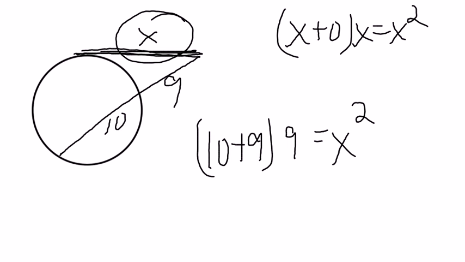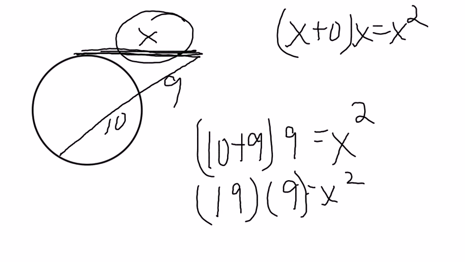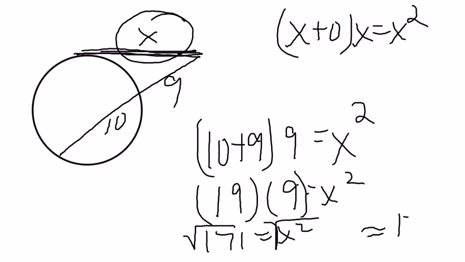Okay, well, 10 plus 9 is 19. So I have 19 times 9 equals x squared. 19 times 9 is 171. So 171 equals x squared. And then to solve for that, you just take the square root of both sides. And the square root of 171 is about 13.08. So we have to round to the nearest tenth. So it's about 13.1.